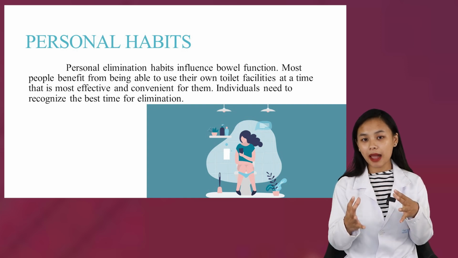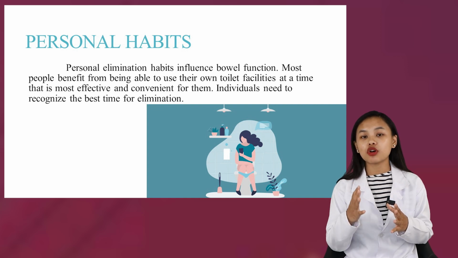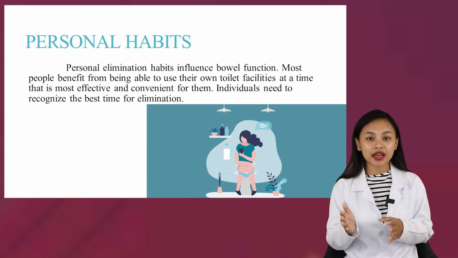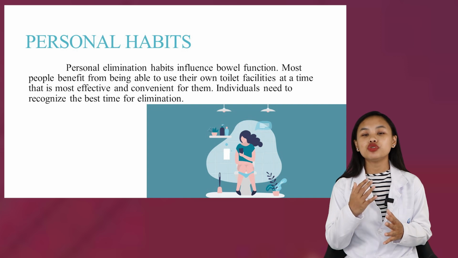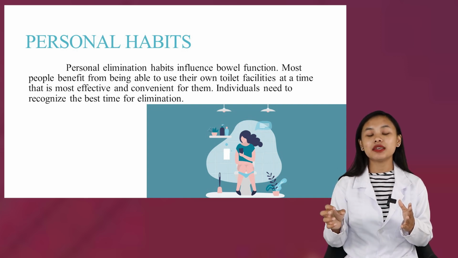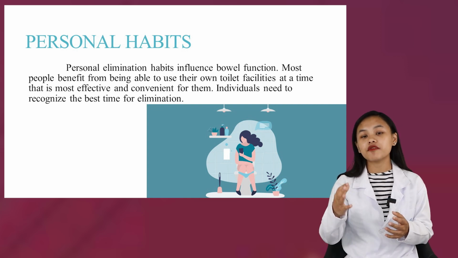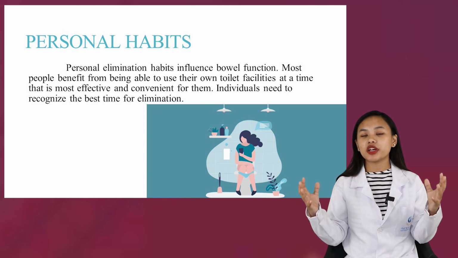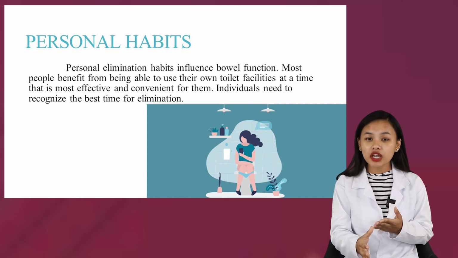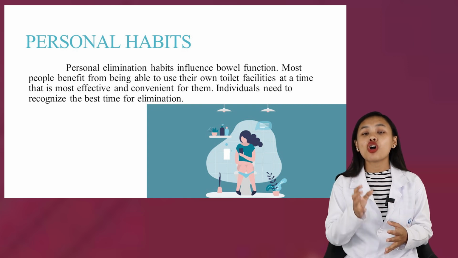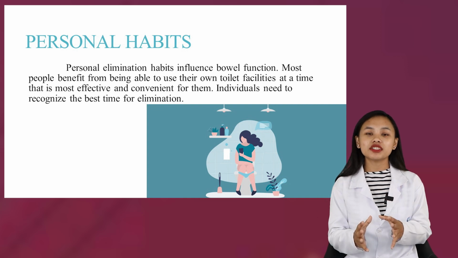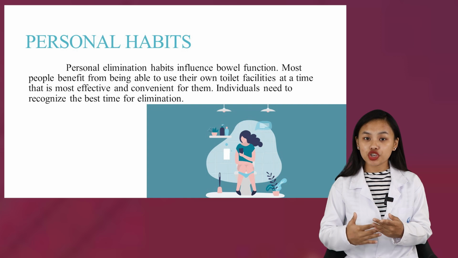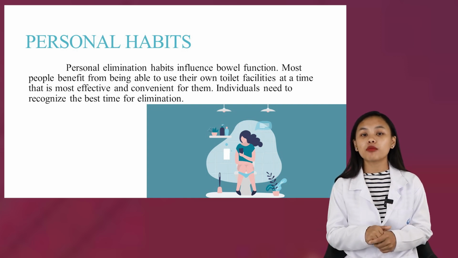So this is the reason why psychological factor is one of the reasons that can also affect normal bowel elimination. The sixth one is personal habits. Here, personal elimination habits can also influence the bowel elimination pattern. Most people benefit from being able to use their own toilet facility at the most effective as well as convenient time for them. However, if a person is under so much stress, or is so into his work that he or she neglects the urge of defecating or even urinating, then this would alter their normal bowel elimination, and this can again lead one to suffer from constipation.